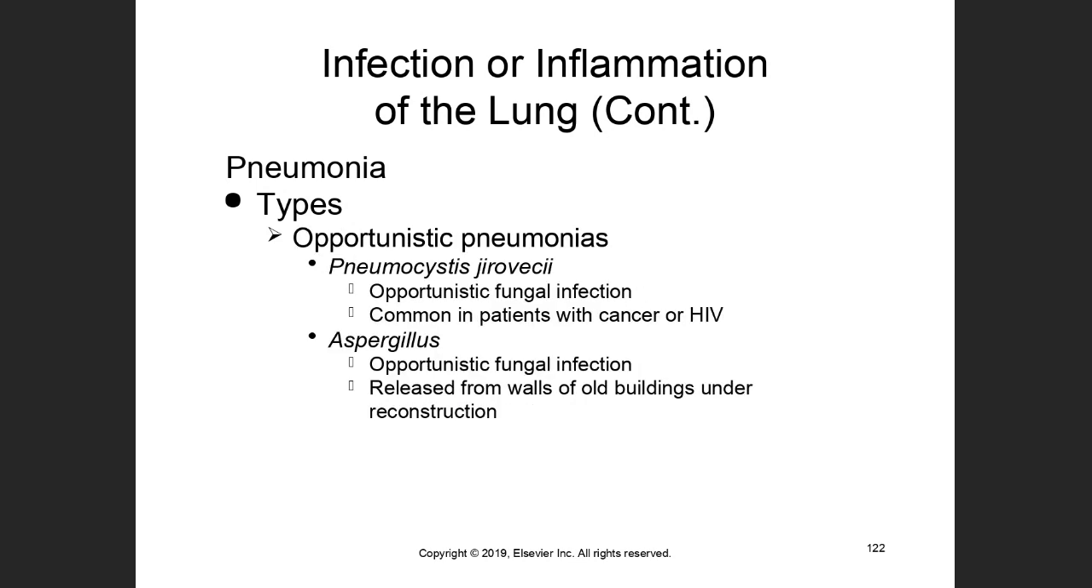Opportunistic pneumonias like this one: Pneumocystis jirovecii. Pneumocystis jirovecii is the pneumonia that you see in patients with HIV/AIDS especially. Aspergillus fumigatus is another opportunistic infection, but this is a fungal infection.